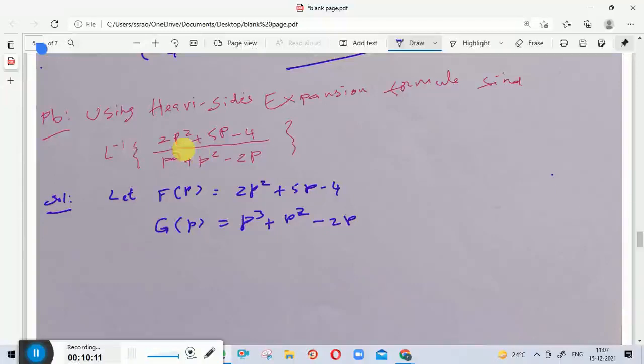Here the degree of f of p is 2, the degree of g of p is 3. That is, degree of f of p is less than degree of g of p.